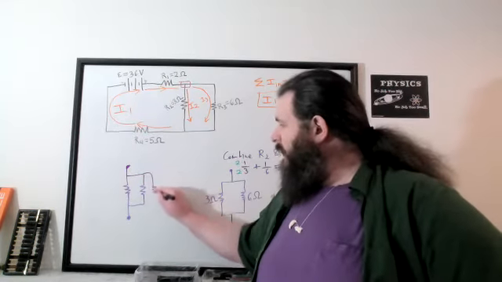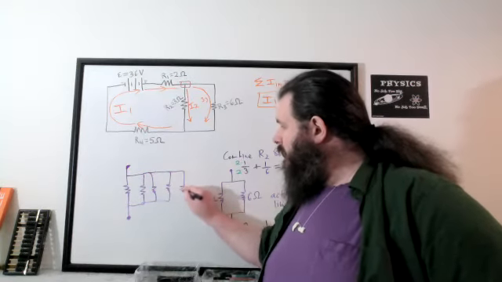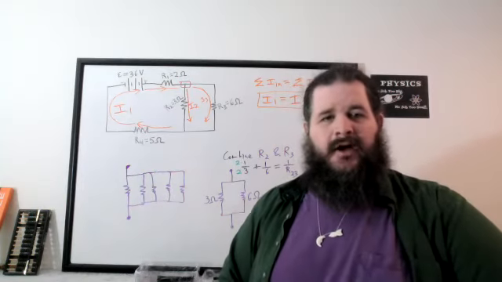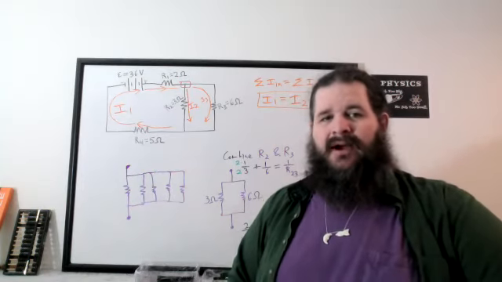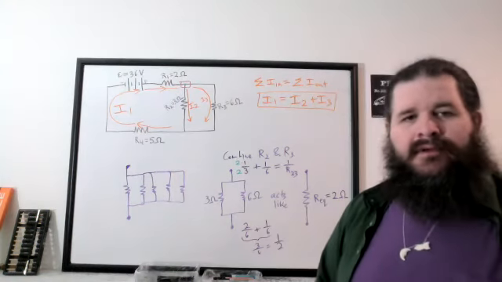And if you add another path, and another path, and another path, the more paths you add in parallel, the easier it is to flow. So adding more paths in parallel always reduces the total resistance. Any questions on that so far?